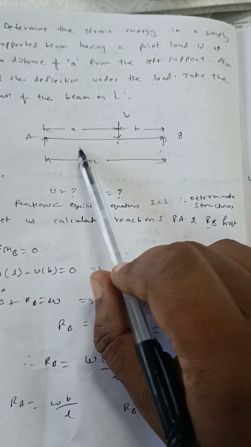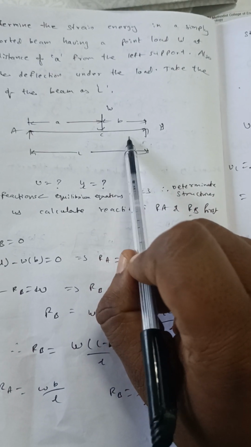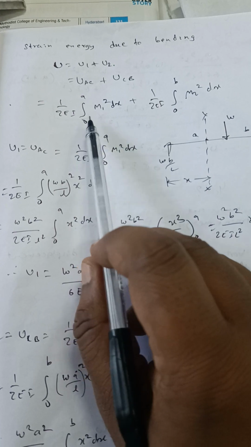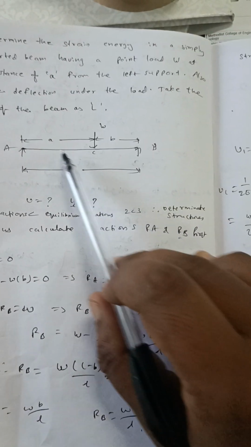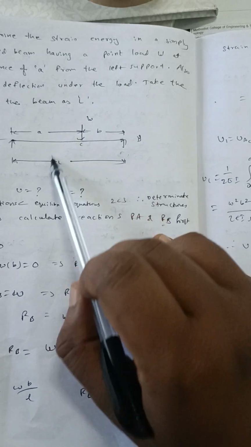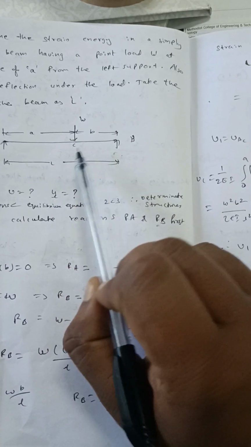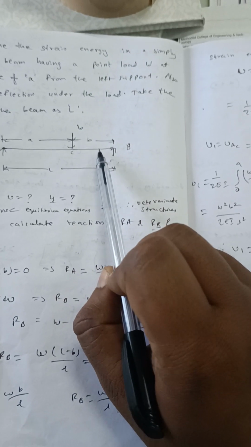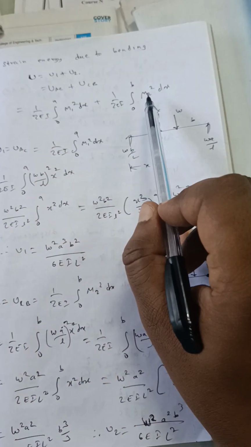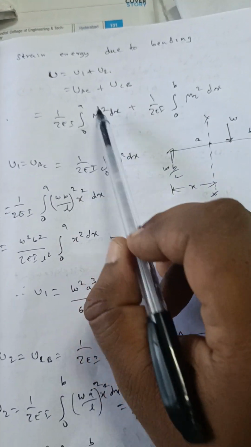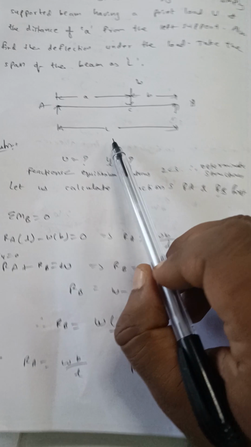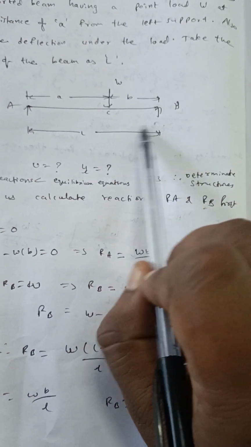Strain energy in between AC is U1. Strain energy between CB is U2. So UAC plus UCB. Now what is UAC? It is 1 by 2EI into integration M square dx. I'm taking M1 as the moment at any section between AC, and M2 as the moment at any section between CB. So the formula for U is 1 by 2EI integration M square dx: M1 square here, M2 square here. But what are the limits here? It is 0 to a, and 0 to b.